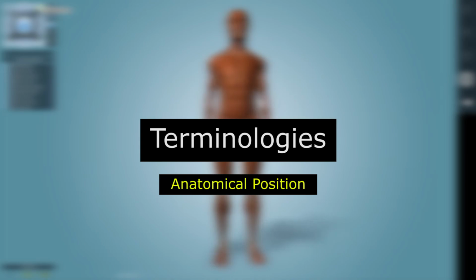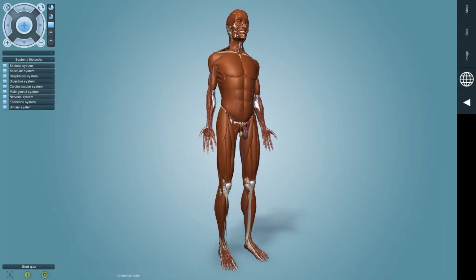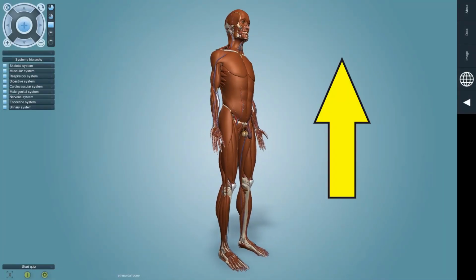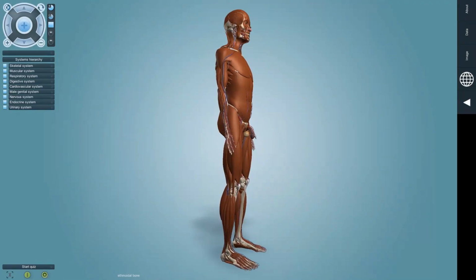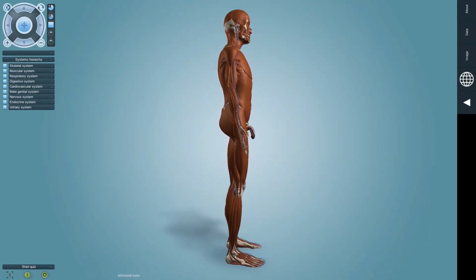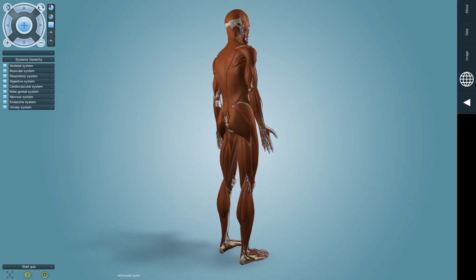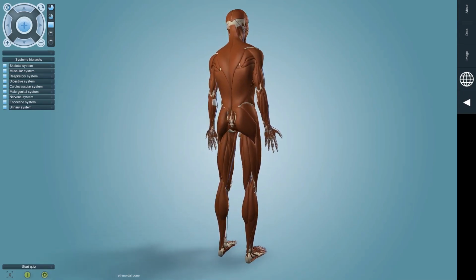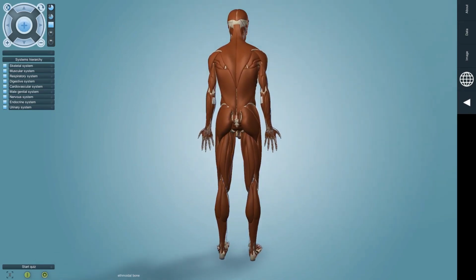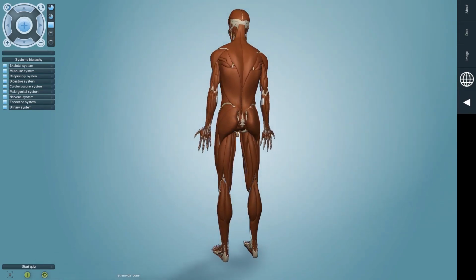Anatomical position. The anatomic position is an upright position, arms extended by the side in adducted or down position, palms of the hands facing forward, head and feet directed straight ahead. This specific body position is used as a reference for other position terms.